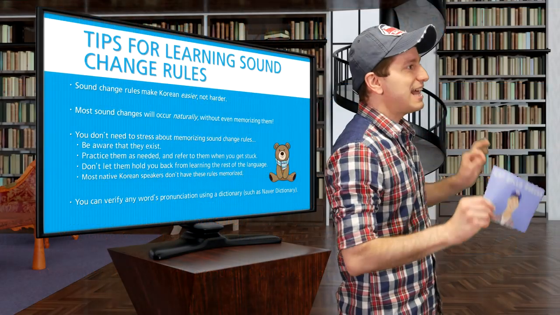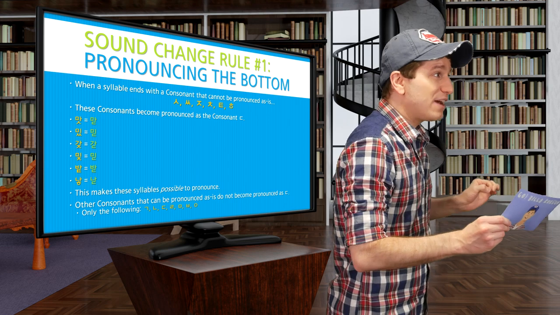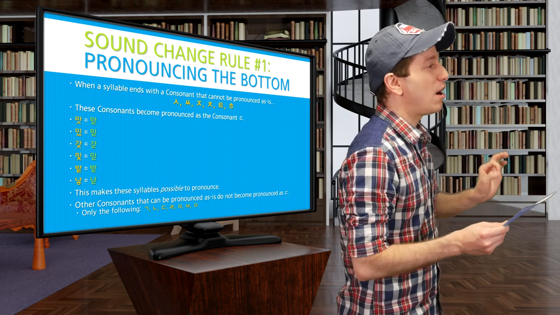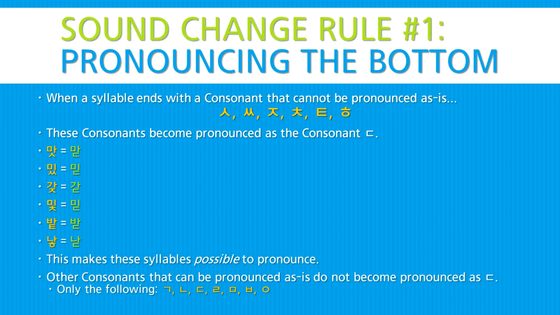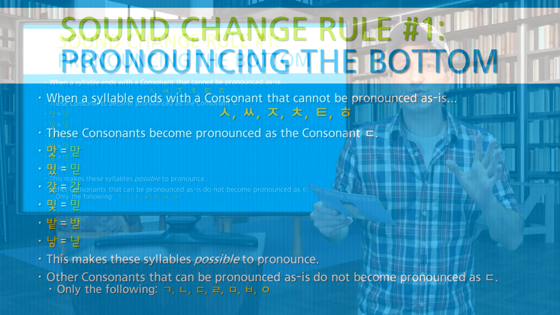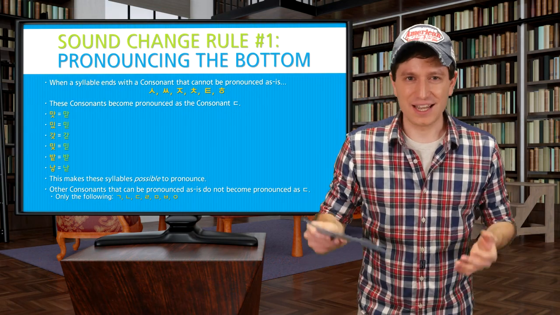So with that, let's look at our very first sound change rule. And that's whenever you have a consonant at the bottom of a syllable that cannot be otherwise read. When a syllable ends with a consonant that cannot be just pronounced as is, specifically these six letters, these consonants will actually become pronounced as the consonant digud. This rule applies to the two examples I gave you at the beginning of this lesson, but let's look at a few more.